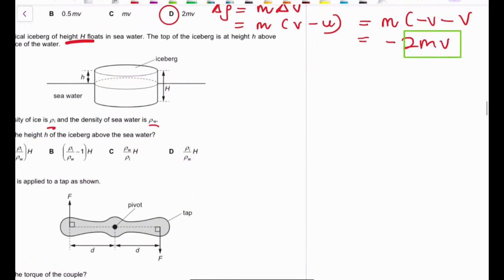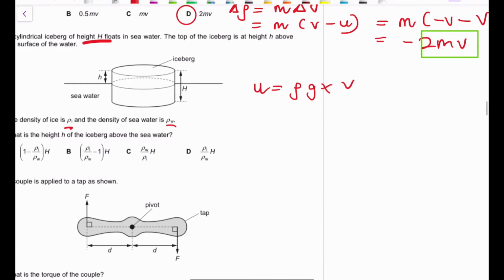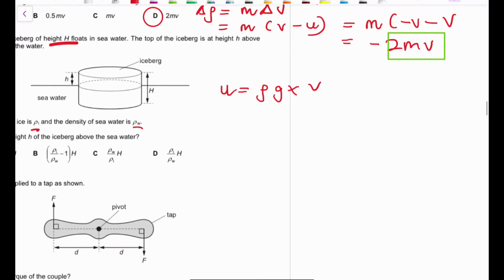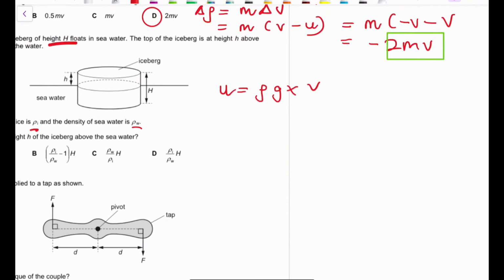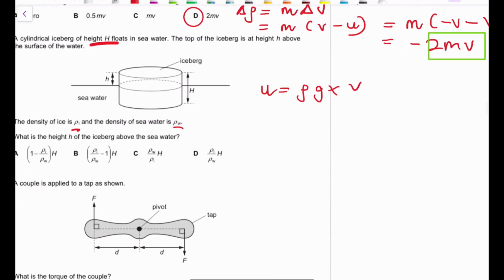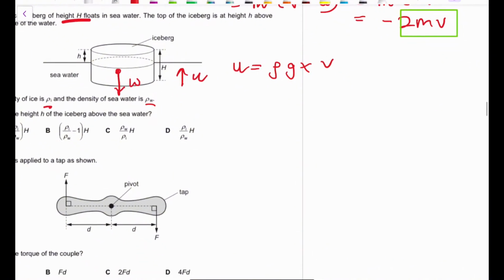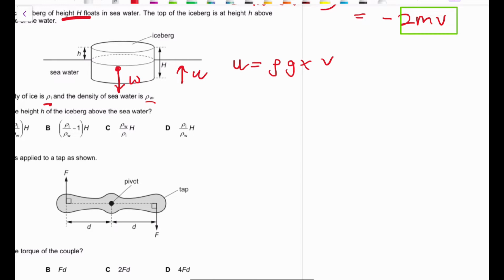We basically know that the upthrust, let's start from there. The upthrust is going to be rho G times V, right? The upthrust of this whole thing is going to be this particular thing that we're going to be discussing. But I know that since it's floating and just stagnant like that, it means that the weight is going to be equal to the upthrust. Those are the only two forces acting on this thing, right?